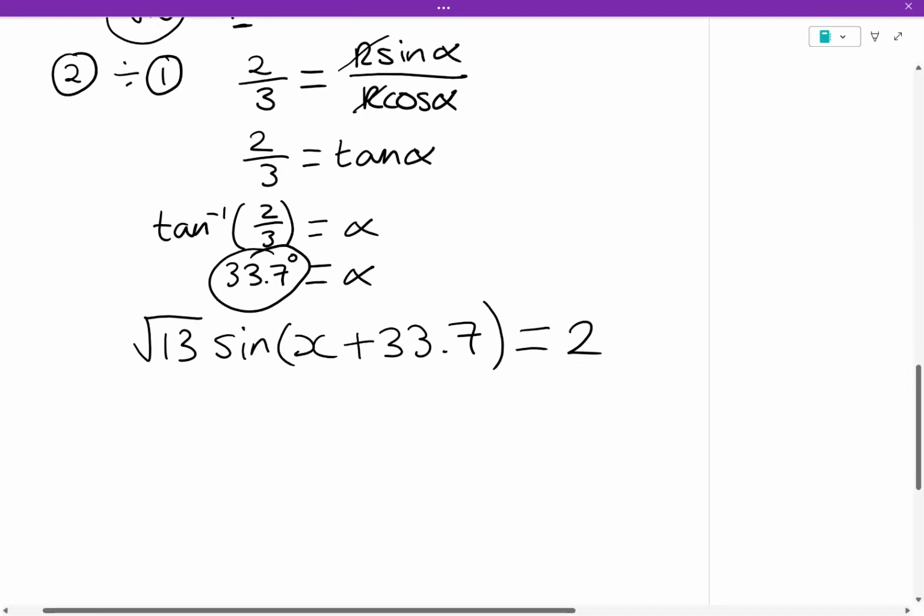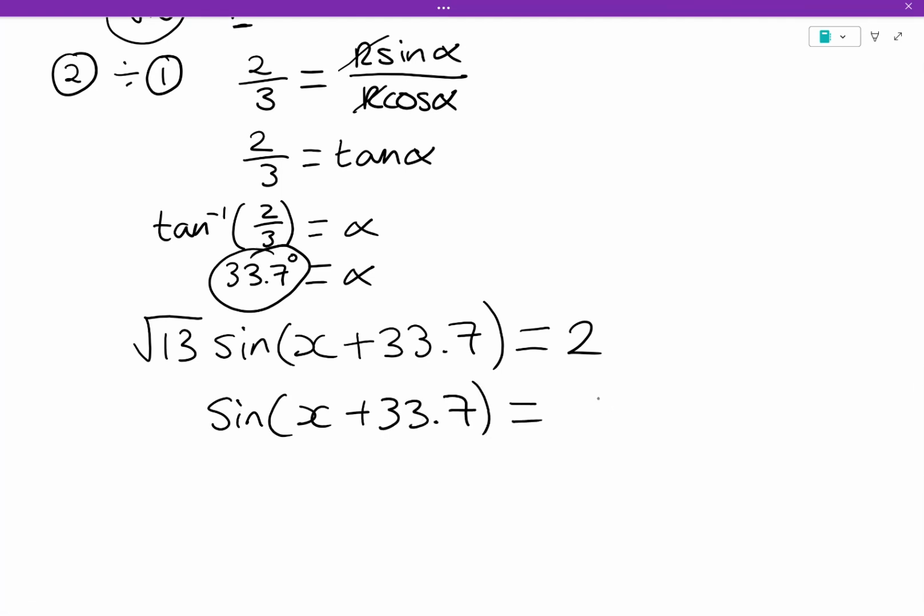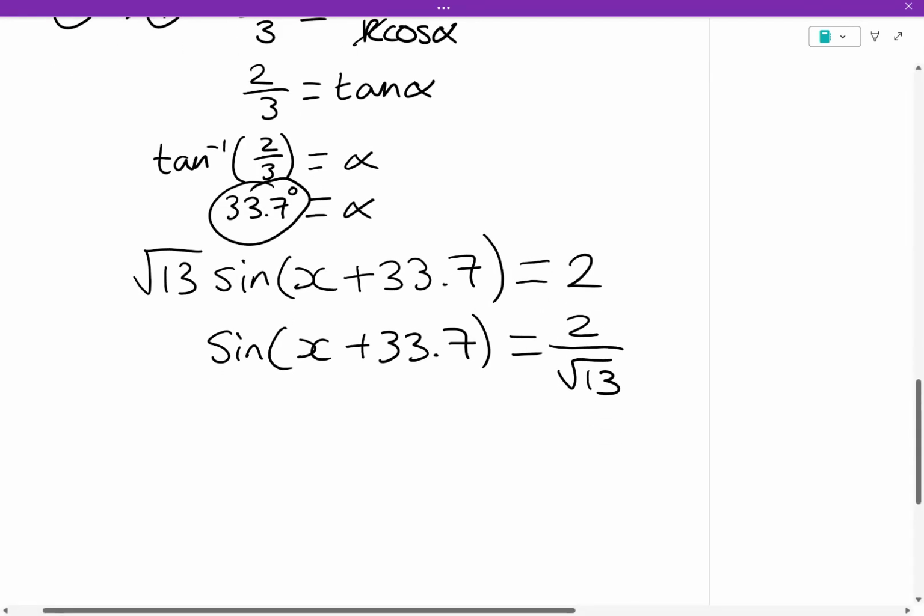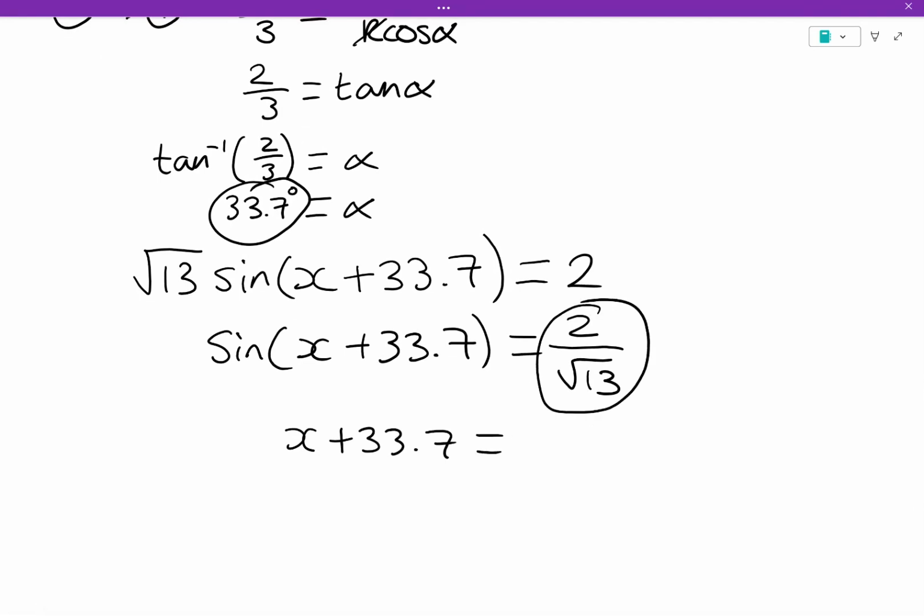So we're going to get the sine function on its own. So I'm going to divide by root 13 on both sides. So I would get our trig function there, and then that's going to be equal to 2 over root 13. And now we can use our inverse function. So x plus 33.7 is going to be equal to the inverse sine of 2 over root 13. So that gives me 33.7 degrees.